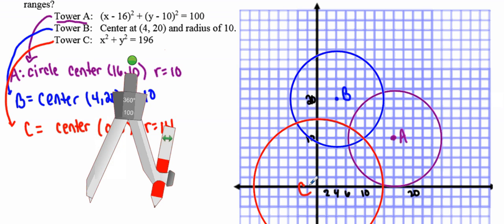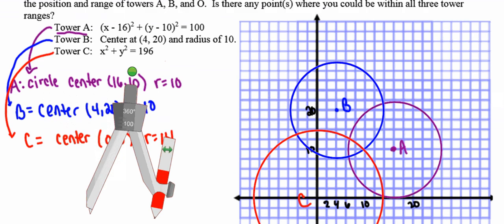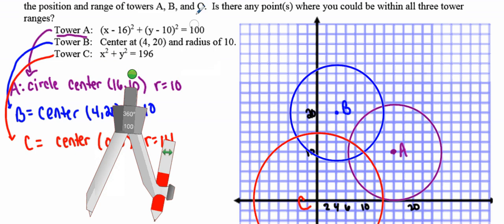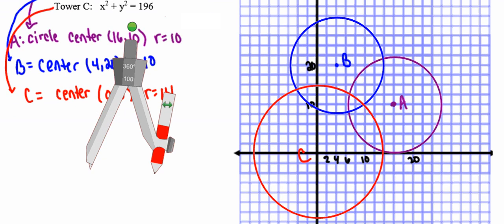So in answer to the question, they want to know, are there any points where you could be within all 3 cell phone tower ranges? Well, in other words, what they're asking, are there any points on that graph that are in the purple circle and in the blue circle and at the same time also in the red circle. So if I go look at the picture, that little smidge in there that I just highlighted yellow represents the area that is both inside the purple circle and inside the blue circle and inside the red circle. So to answer their question, the answer is yes. And in my graph, that area is shaded yellow.